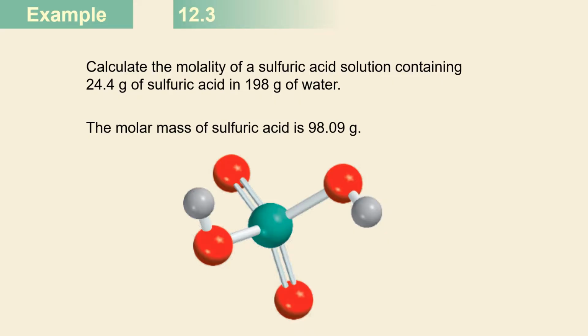We can put this to work almost immediately. We're going to tackle molality here in a fairly simple problem. We're told that we have 24.4 grams of sulfuric acid in 198 grams of water. It's useful to identify sulfuric acid as your solute and water as your solvent.